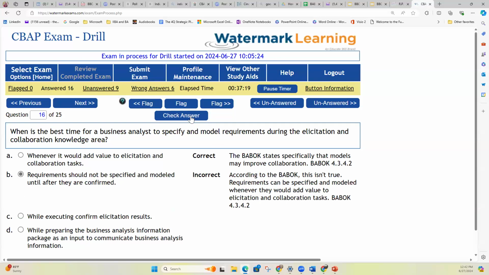Let's go. Oh my God. So I thought, best time, I was thinking A cannot be the answer. It sounds, you know what? I think it's a direct quote, though, out of the BABOK, but it sounds very general, doesn't it? So the best time for us to specify and model requirements is whenever it would add value to any elicitation or collaboration task.